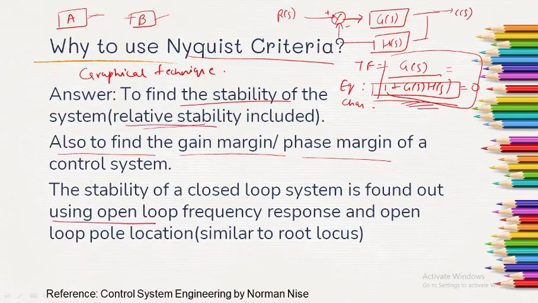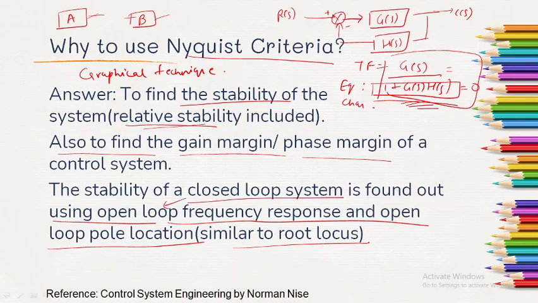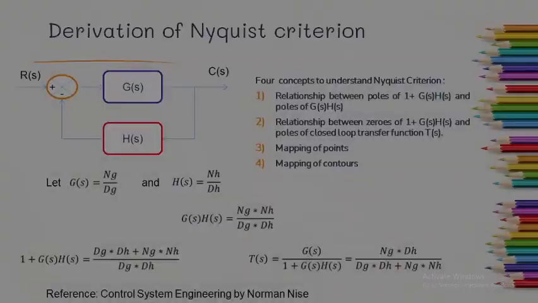It's found out using the open loop frequency response and open loop pole location, and we had seen a similar concept in the root locus. So the stability of the closed loop system is found out using the open loop frequency response of the system. No need to actually compute the closed loop poles. You can find out whether the system is stable or unstable using the open loop frequency response only. This criteria can be used further for transient response analysis and steady state errors also. But first let us look at the concept behind the Nyquist criteria.